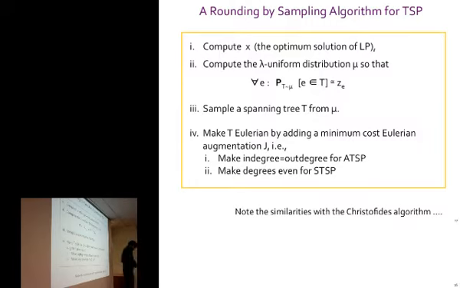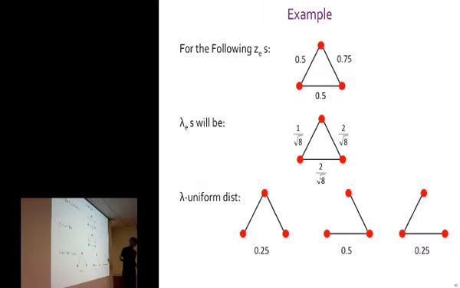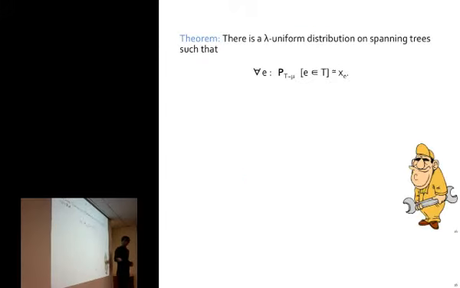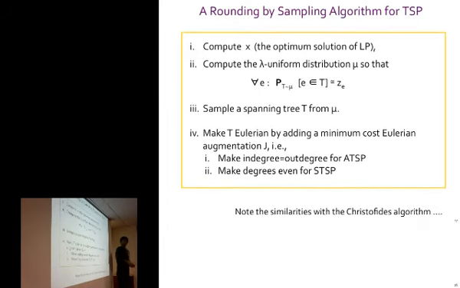Which uniform distribution on trees would give me these probabilities for the edges? Let's say this, for example, is the solution of the LP. I want to find weights lambda on the edges such that it gives me this distribution. I was talking about the other solution. Oh, the Christofides. Yeah, the Christofides algorithm doesn't even look at the LP.